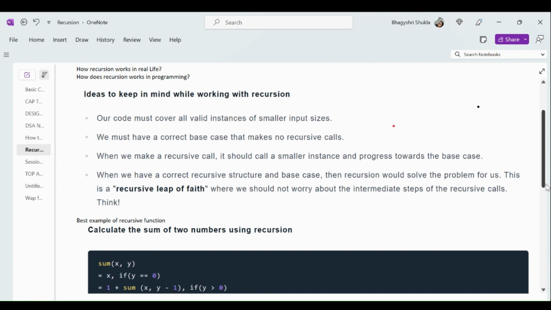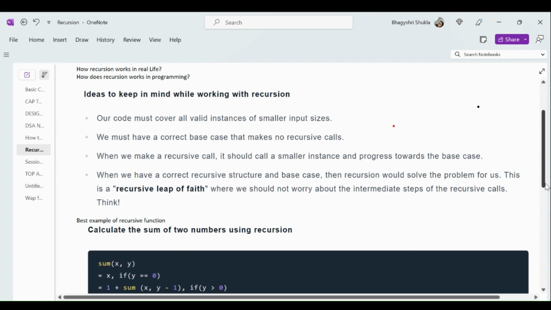Third, when we make a recursive call, it should call a smaller instance and progress toward the base cases. Next, if we have a correct recursive structure and base cases, then recursion will solve the problem for us. This is the recursive leap of faith, where we should not worry about the intermediate steps of the recursion. These are the four points to keep in mind while working with recursion.